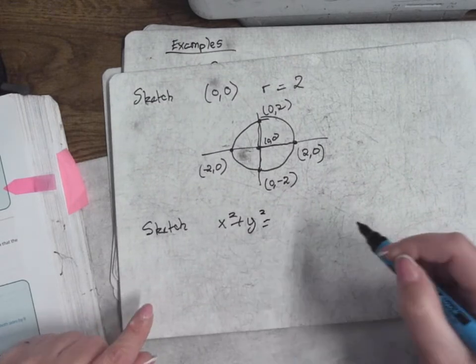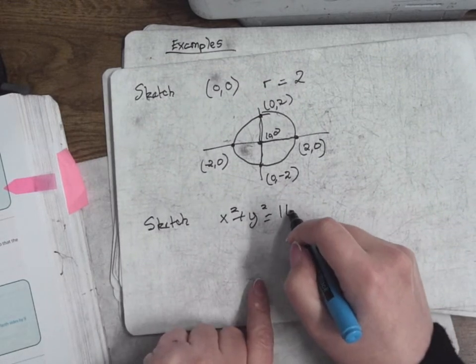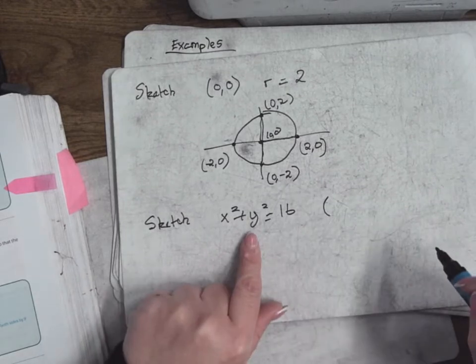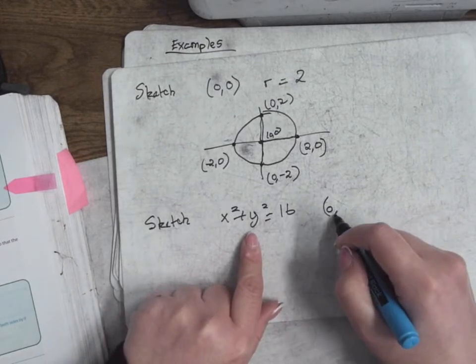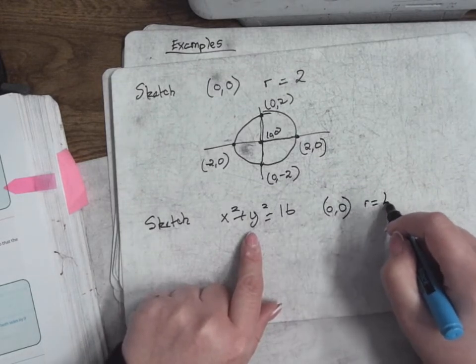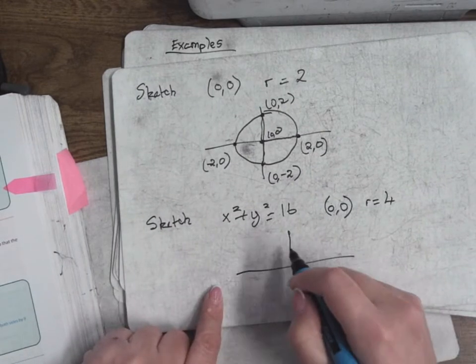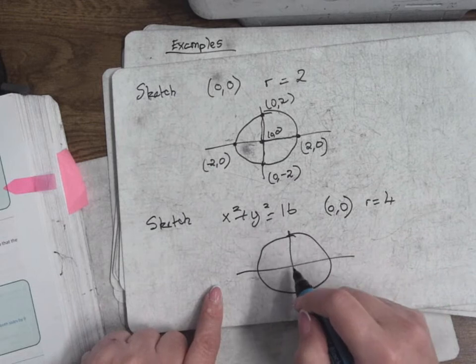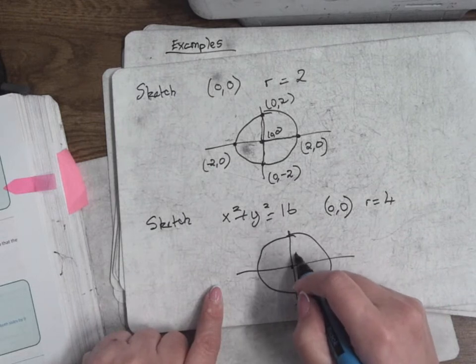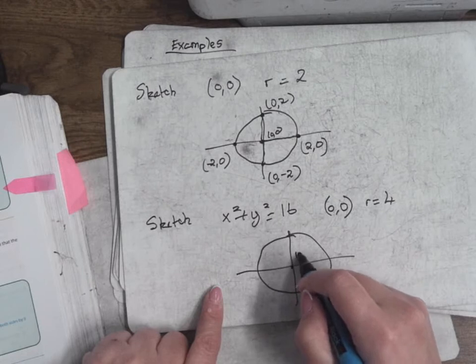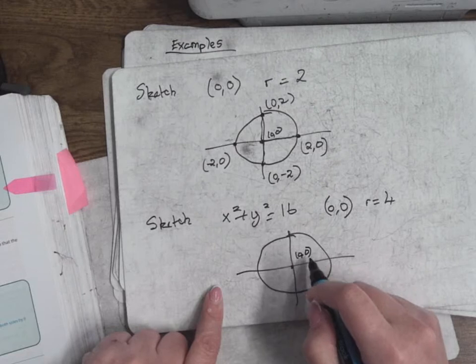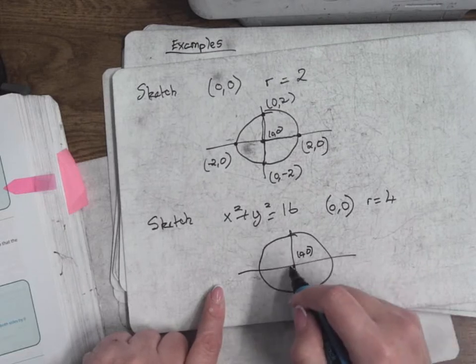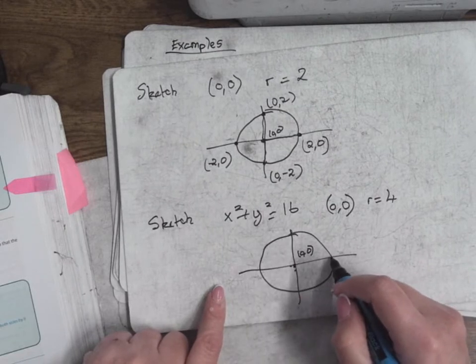Okay, we'll just do a second one of those just to be sure. So sketch. So if I said x squared plus y squared equals 16, what's the center of that circle? 0, 0. What's the radius of that circle? 4. Sketch. So that means circle, center here is 0, 0.